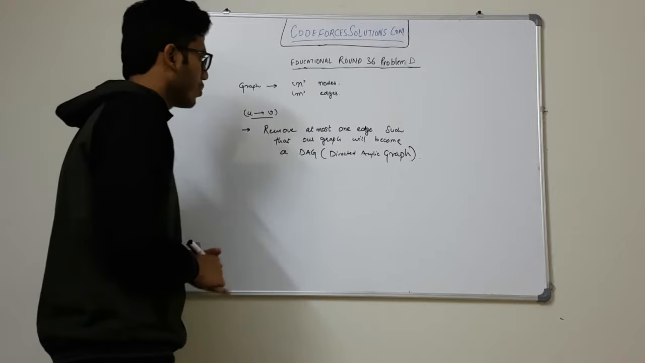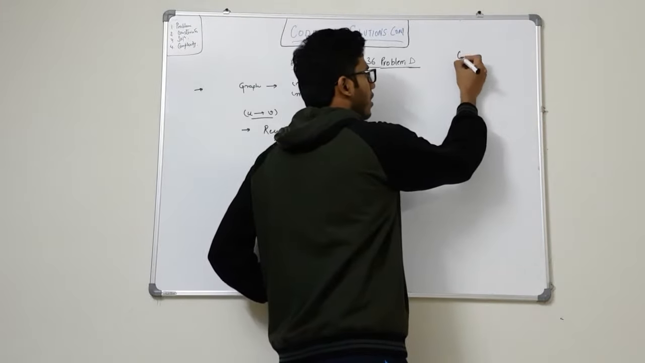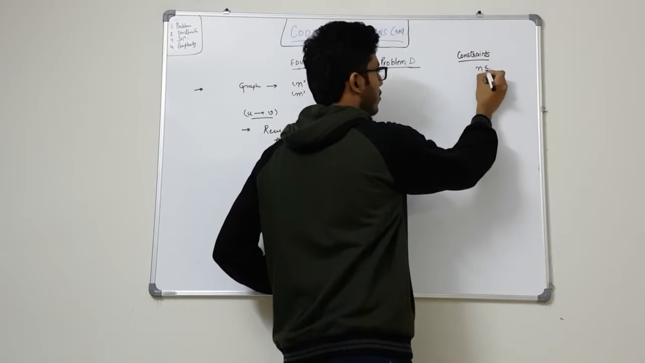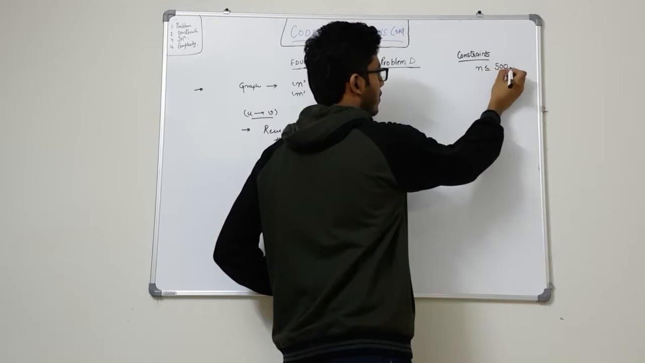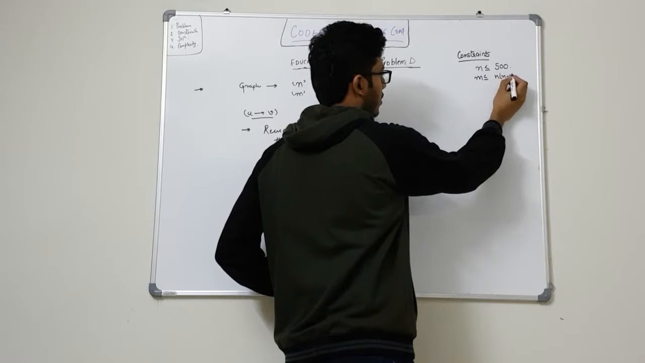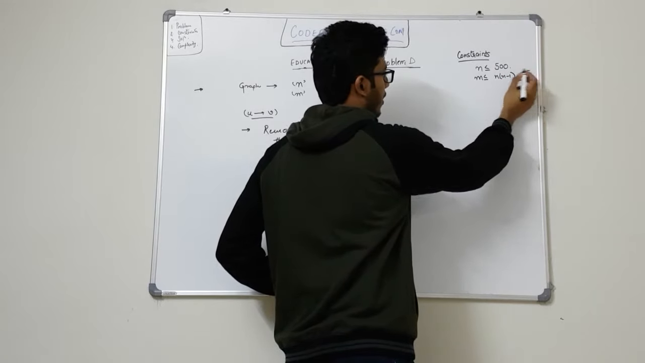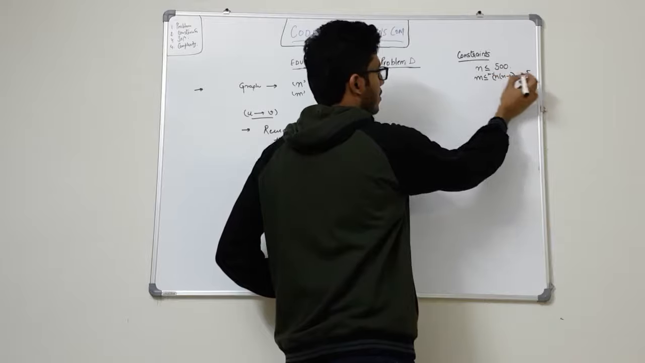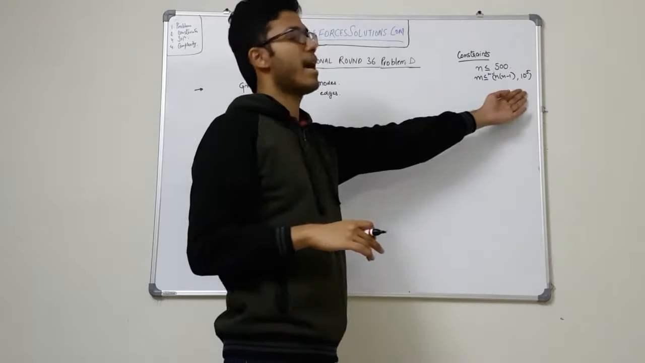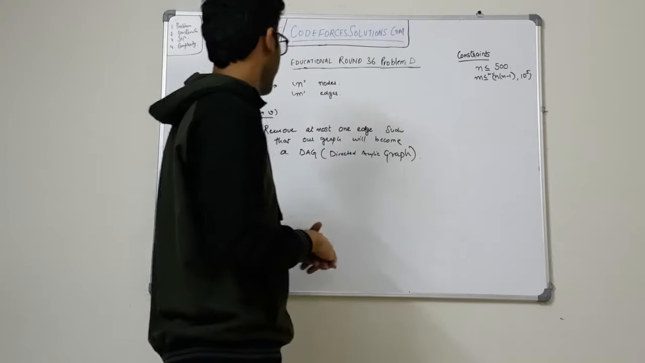So let's talk about the constraints. Our constraints are: n is less than or equal to 500, and m is less than or equal to the minimum of n into n minus 1, and 10 raised to the power 5. So m's maximum value can be 10 raised to the power 5.